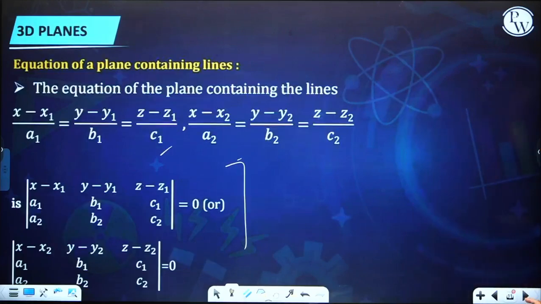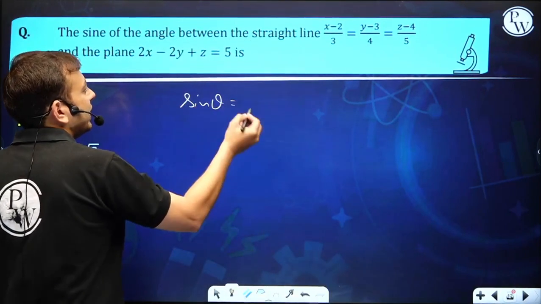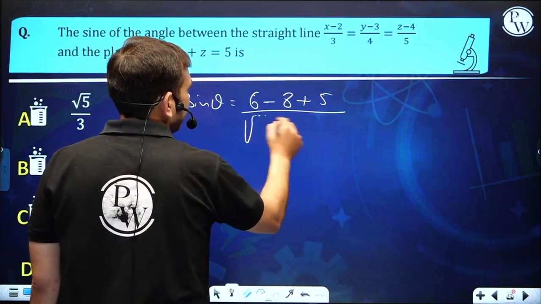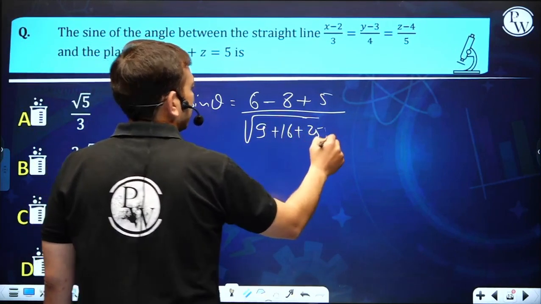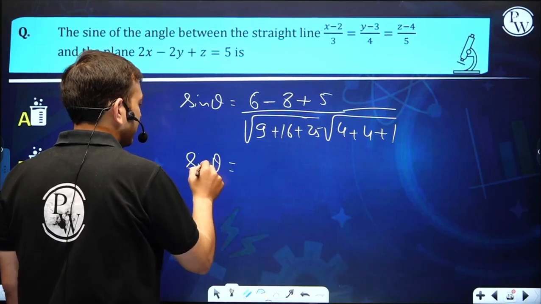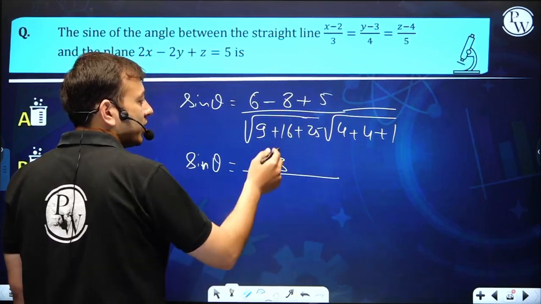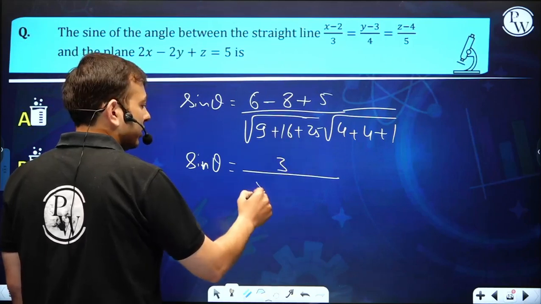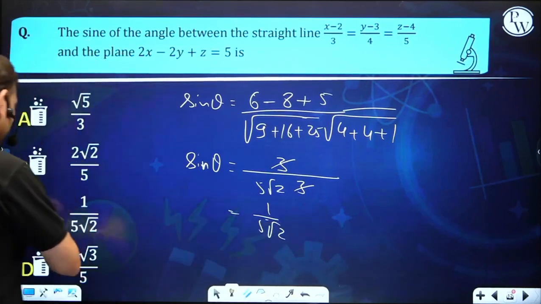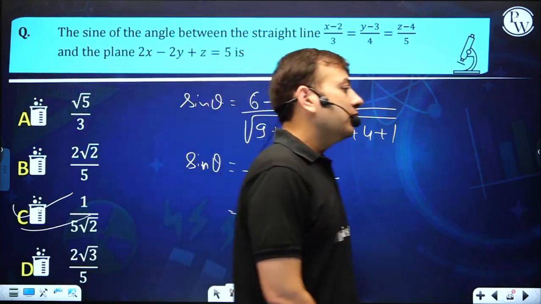That's it. So in the same way, the sine of the angle between the straight line and the plane they are asking. So sine theta is a1a2: 3 twos are 6, minus 2 fours are 8, plus 5, divided by the roots of 3 square, 4 square, 5 square, and 2 square, 2 square, plus 1. So it will become sine theta: 6 plus 5 is 11, 11 minus 8 is 3. Now here 25, 25 is 50, so 5 root 2 into 3. So 1 by 5 root 2. Option C, like this. I hope it's clear.